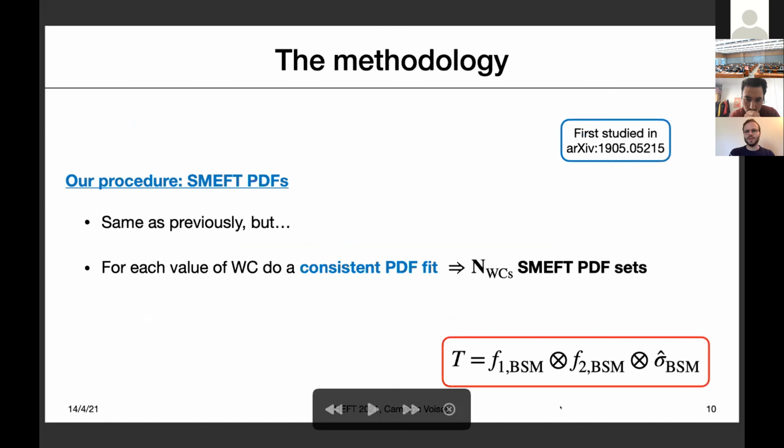Now what we do in this project, which was again first studied a couple of years ago, is you do the same procedure, but for each value of the Wilson coefficient that you take, you do a consistent PDF set. So if you scan, say, 10 values of the Wilson coefficients, you have to do 10 PDF sets. There are 10 PDF fits. And then when you compute each theoretical prediction for each particular Wilson coefficient, you make a consistent theoretical prediction. So both the PDFs and the partonic cross sections assume the same value of the Wilson coefficient.